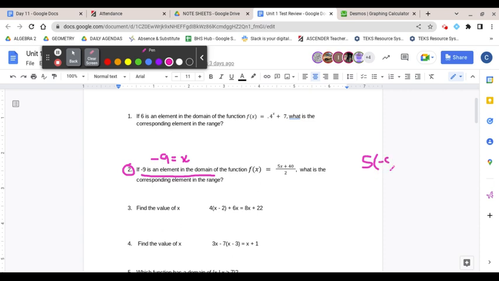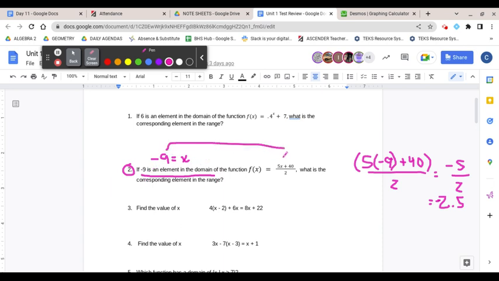So 5 times negative 9 plus 40, all divided by 2. It would be a good idea also to put parentheses around that whole top thing right there just to make sure we're good. Okay, so 5 times negative 9 is negative 45, plus 40 is negative 5, over 2, which is equal to negative 2.5. Okay, so that's all it's going to ask. That's all you have to do when they give you this question. They're going to give you a number. You're going to plug that number in for the x, and you are going to do your order of operations, PEMDAS, to get the corresponding value of y.